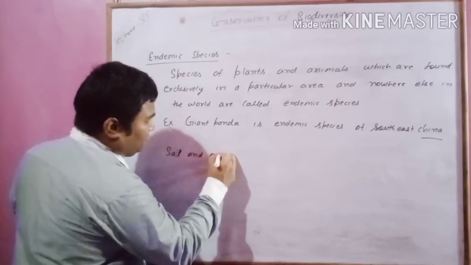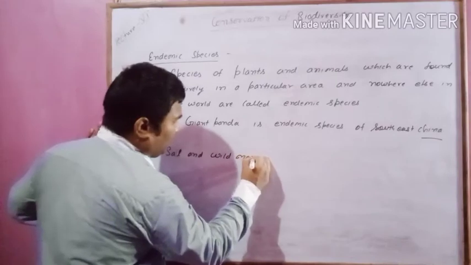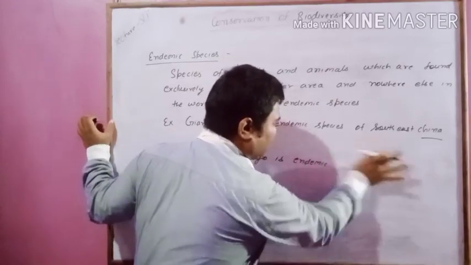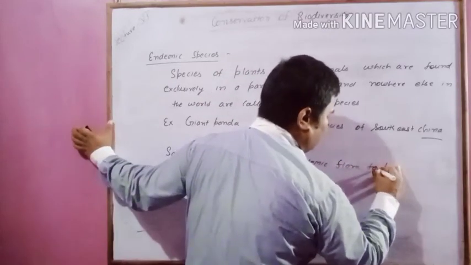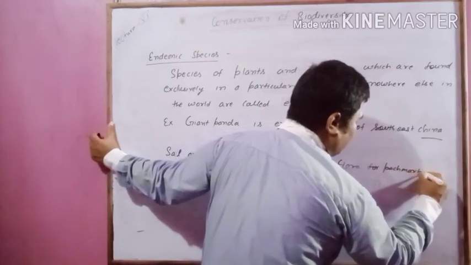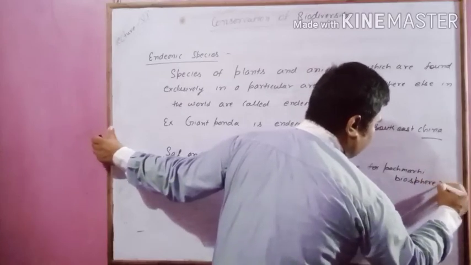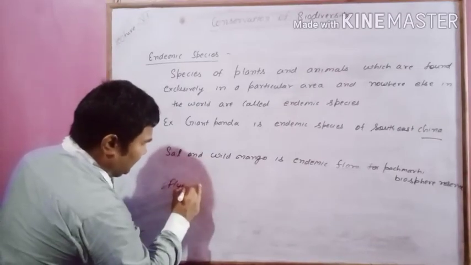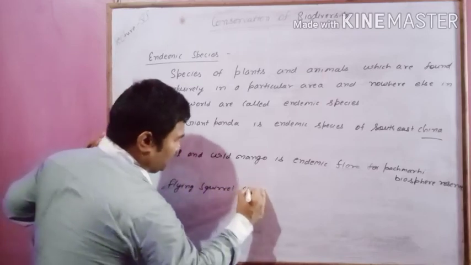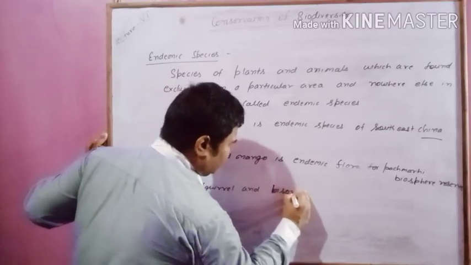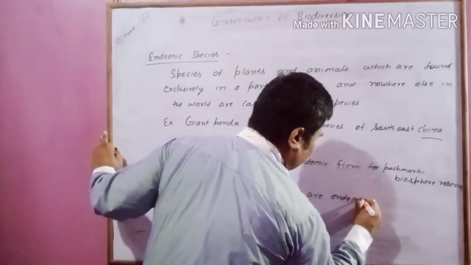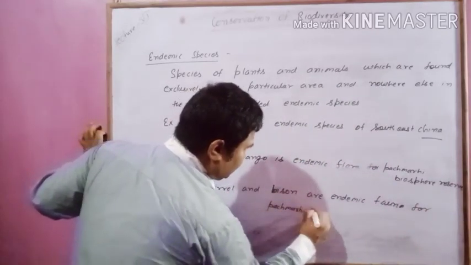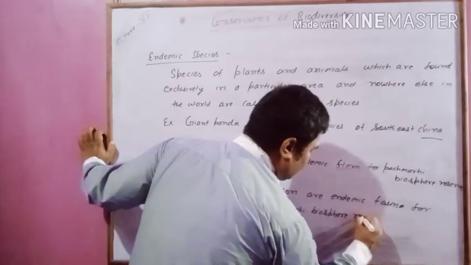Sal and wild mango are endemic flora for Pachmarhi biosphere reserve, and flying squirrel and bison are endemic fauna for Pachmarhi biosphere reserve.